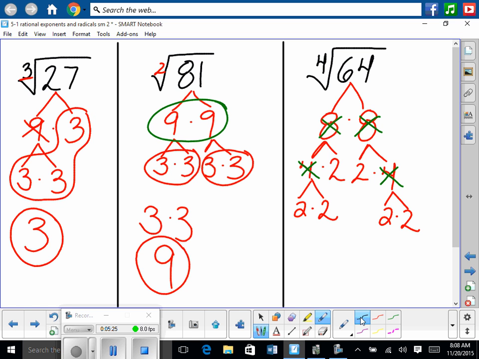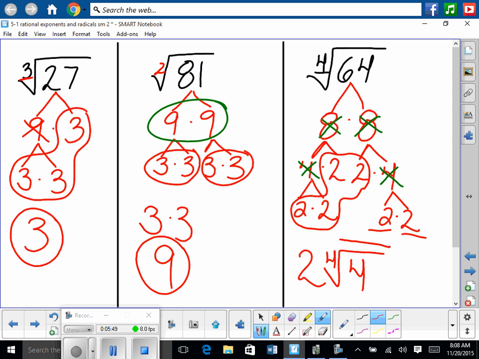We're pulling out groups of what size? The 4th root. So if there's 4, they can leave the house. There's 1, 2, 3, 4 2's right there, so they can leave the house. But what about these 2 2's? They're going to stay underneath the 4th root. So we still have the 4th root of 2 times 2, which is 4. Everybody okay with that? So really at this point, we should be able to break down any type of radical I throw at you, because now you know how to do it.